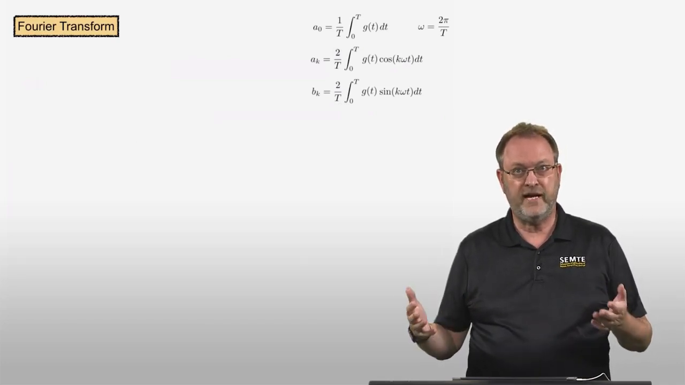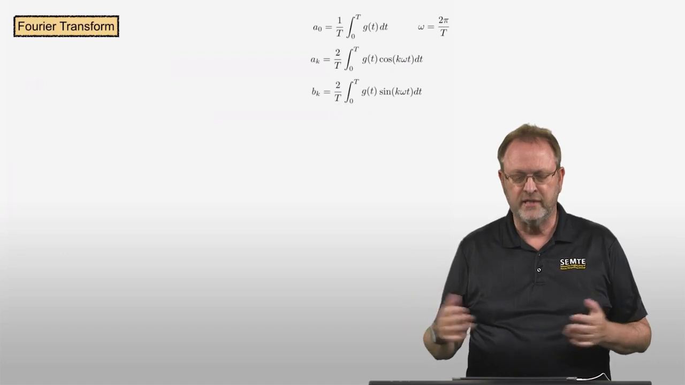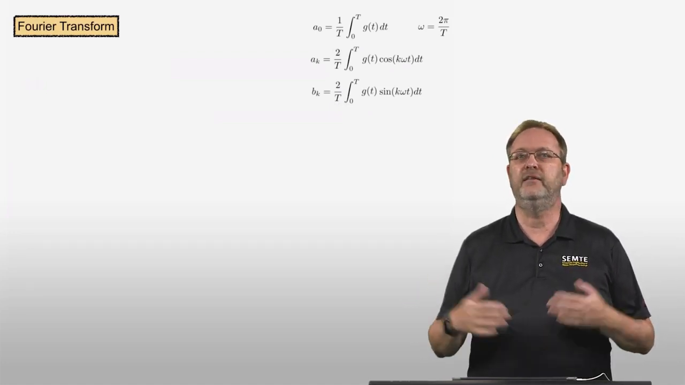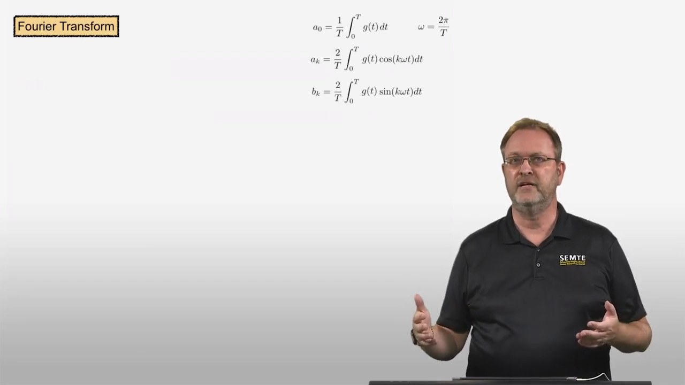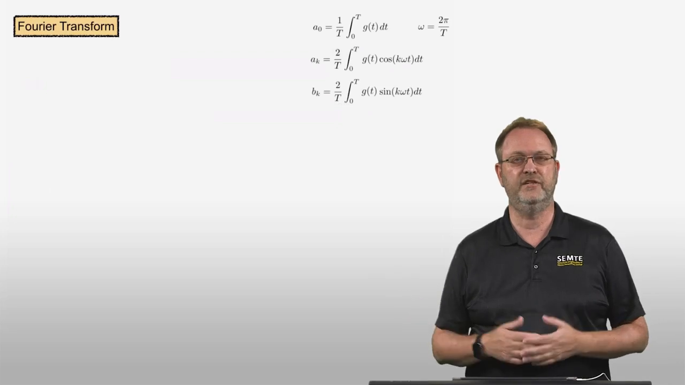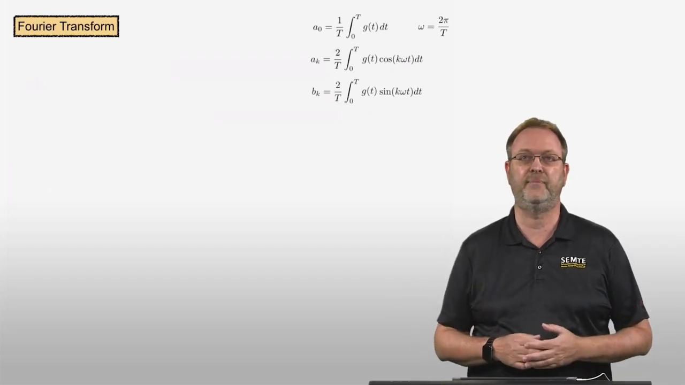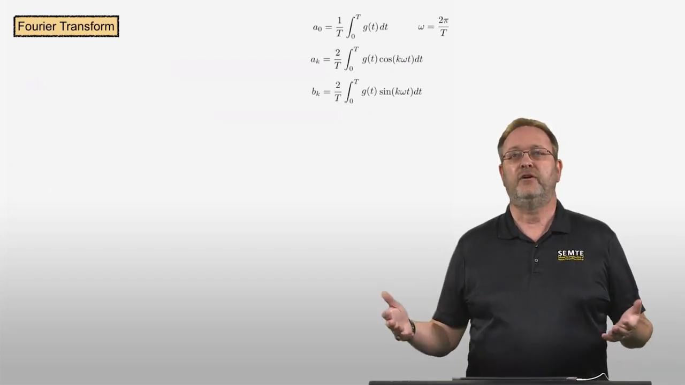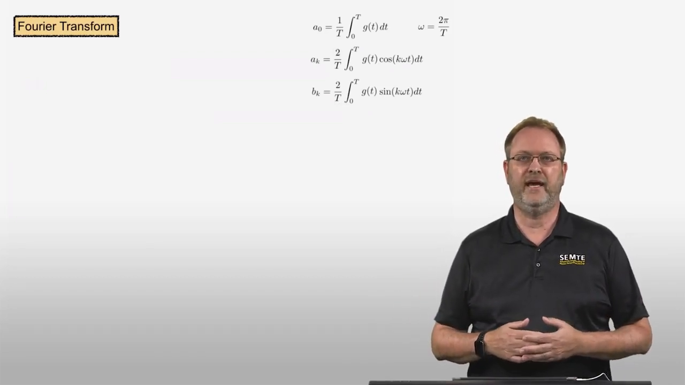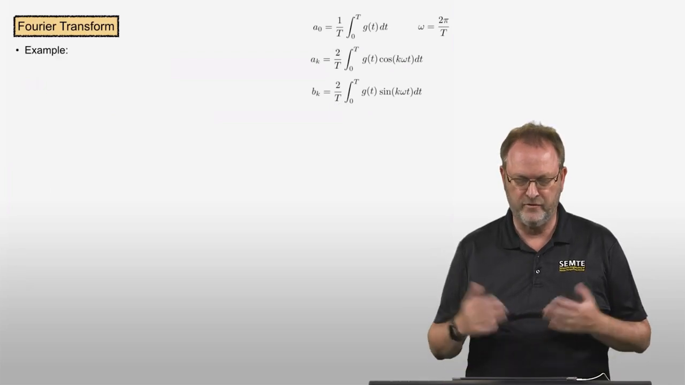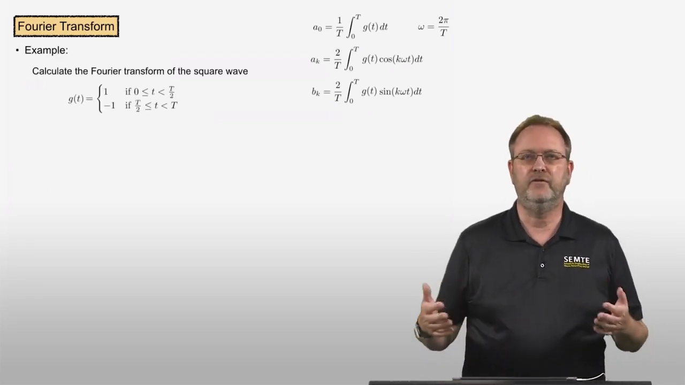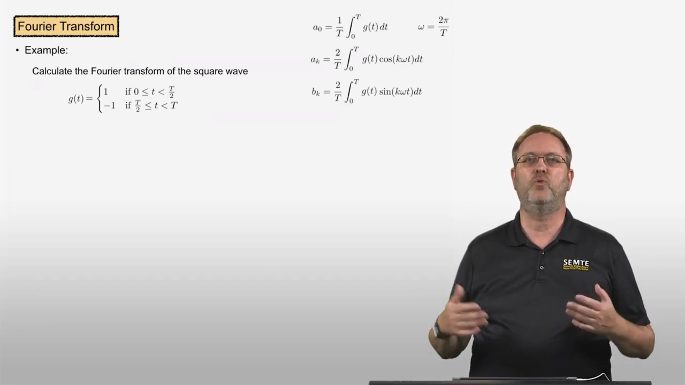First, the equation where we have to do an integral for a naught. And then the equations to calculate the amplitudes of the cosines for the wave number k, the a sub k, where an integration is involved over the fundamental period uppercase T. And then the equation for the amplitude of the sine of wave number k, the b sub k, that involves an integral as well.